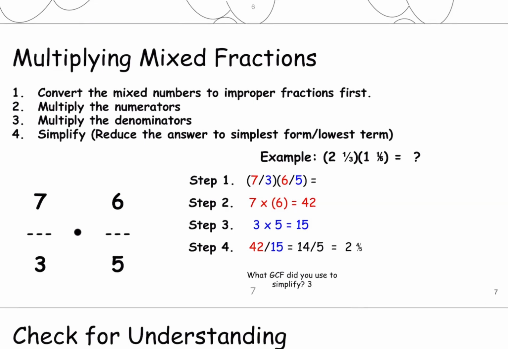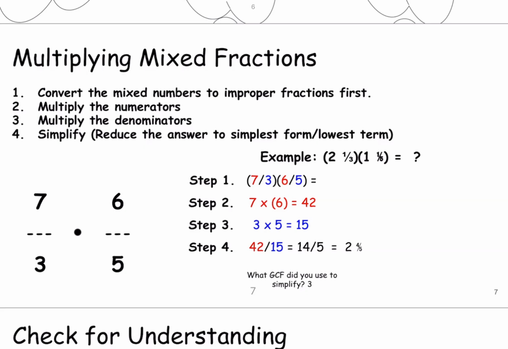Multiplying mixed fractions. There are 4 steps to multiplying mixed fractions. The first is to convert the mixed number to improper fractions. The second step is to multiply the numerators. The third step is to multiply the denominators. Step number 4, always remember to simplify or reduce the answer to the simplest, lowest form. So here we have 2 1/3, which we can write as an improper fraction, 7/3. Then we have 1 1/5 that we can write as the improper fraction, 6/5.